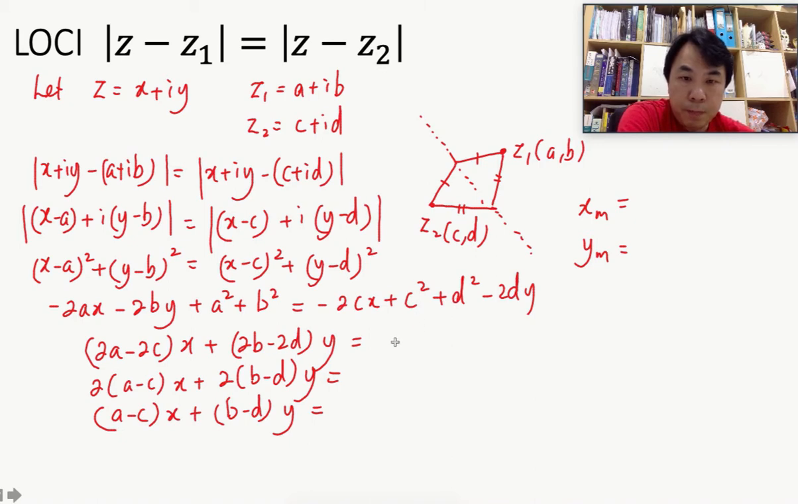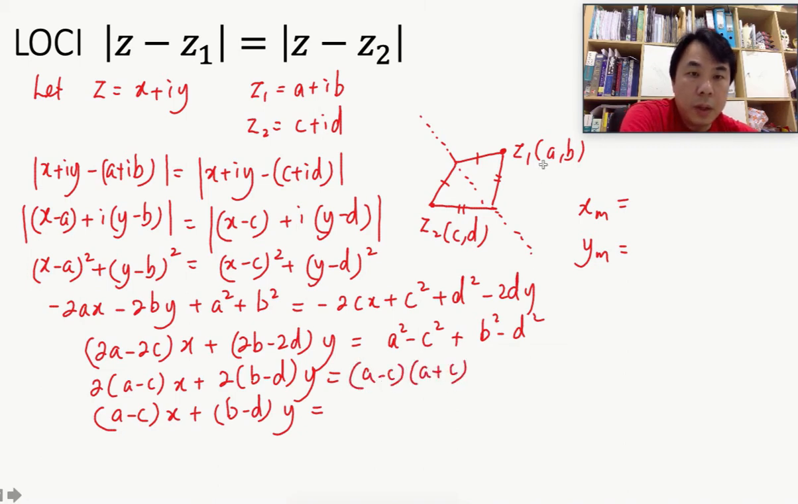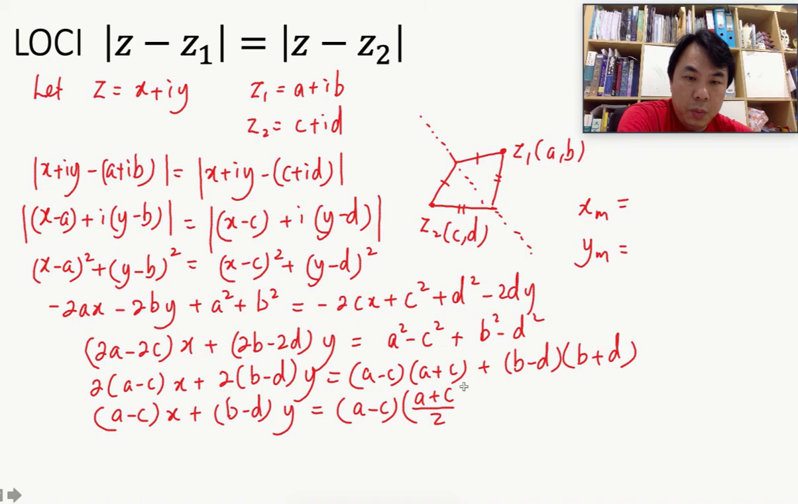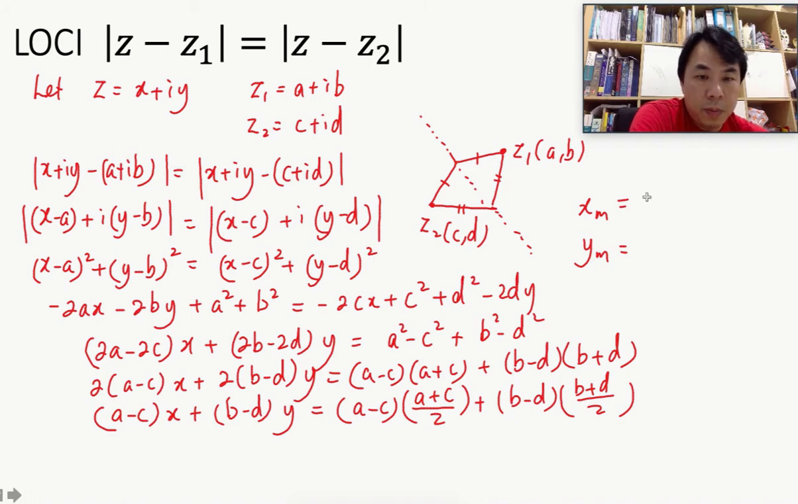That should be a square minus c square plus b square minus d square. So that would be a plus c here. I think a plus c makes more sense in this case. That would yield a plus c divided by 2 and b plus d divided by 2. Then that is the x component for the midpoint between z1 and z2, a plus c divided by 2, whereby the y component is b plus d divided by 2 here.